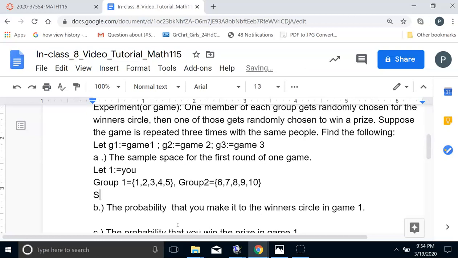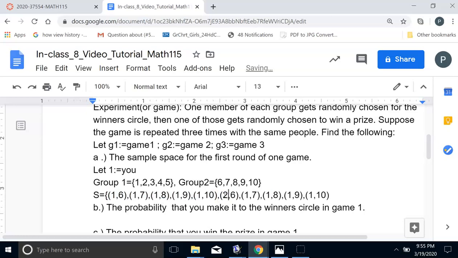So sample space, let's call it S. It's the winner circle sample space. So you could be chosen for winner circle. So you and say someone from group 2, so 6. Could be you, 7, you, 8, you, 9, or you and 10. Okay, so then we could do the same thing. Now instead of 1 in the first position, we could have it 2, say. So we can repeat this, just change everything to 2 here.